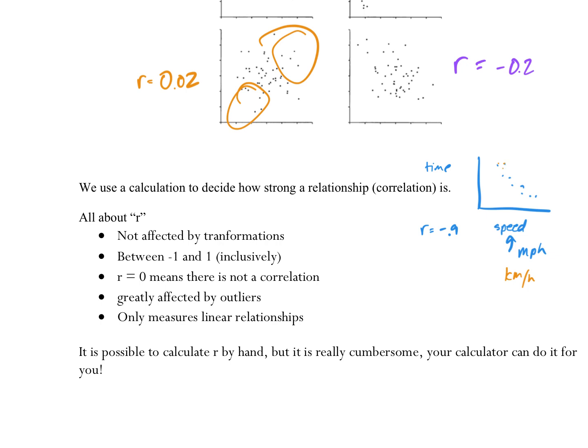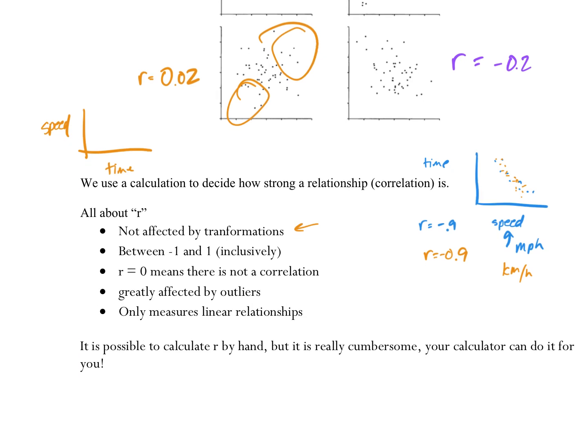Their place would change on the graph. It might look a little bit more like this, right? But R would still be negative 0.9 because the relationship between the two variables hasn't changed at all. So when we say R is not affected by transformations, that's the kind of transformation we mean. Like if we change the units of something, or if for some reason I put time here and speed here, the graph would look different, but R would be the same.